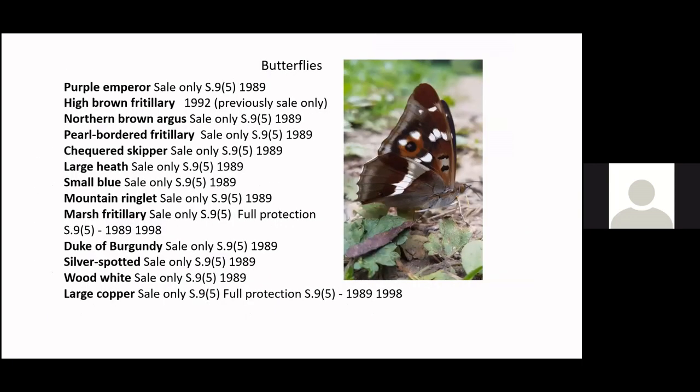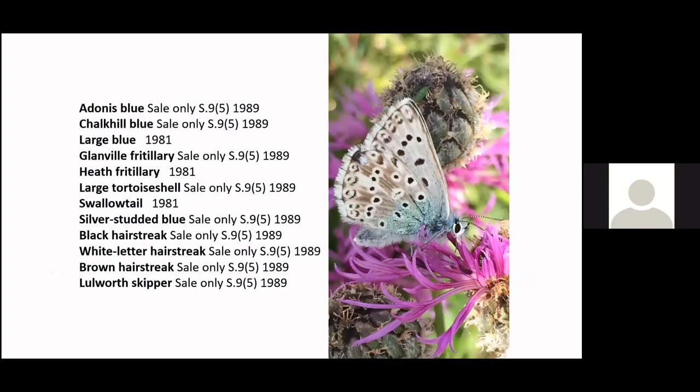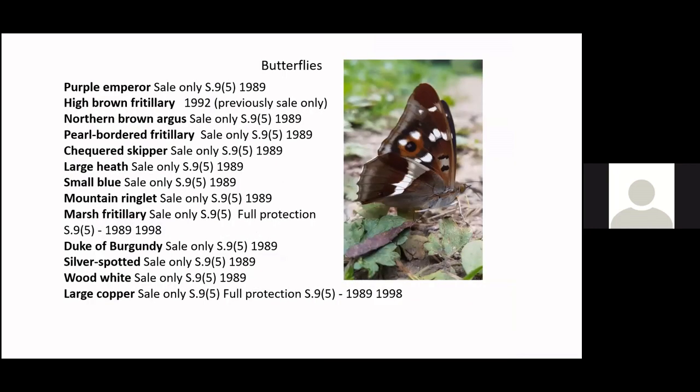So quite a few butterflies are covered in terms of their sale only, rather than taking them, as a list there. Likewise with these species, you'll notice on this slide the silver-studded blue, and then on the previous slide the large heath. Both of those you're not allowed to capture to sell.